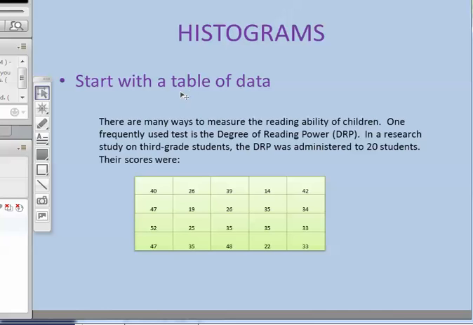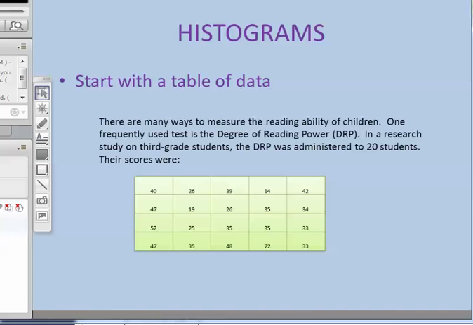So let's start with a table of data and just start looking at the way some of these are put together. So looking at this information right here, what we're looking at is there are many ways to measure the reading ability of children. One frequently used is the degree reading power, or DRP. In a research study on third grade students, the DRP was administered to 20 students, and these were their scores. What are we going to do with these scores?